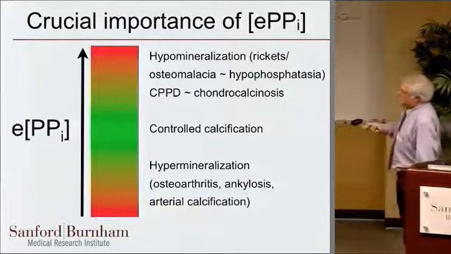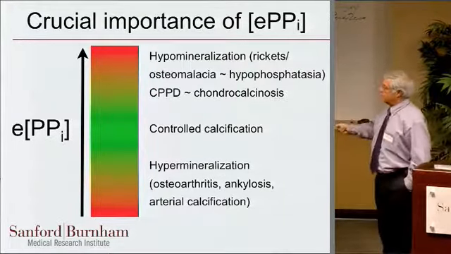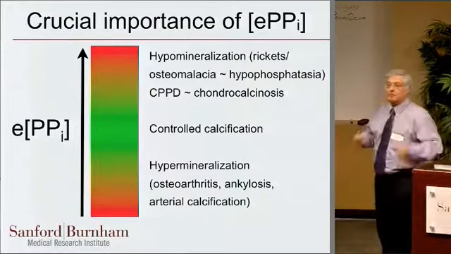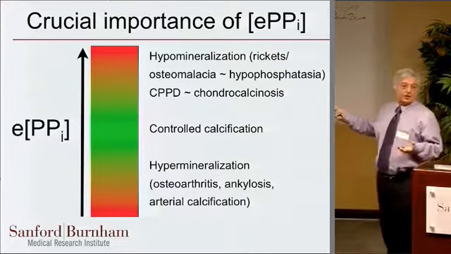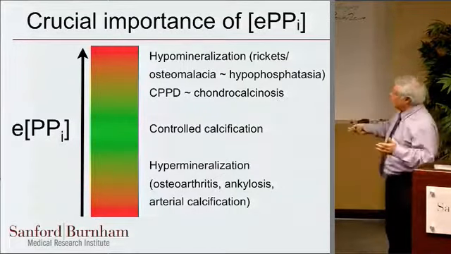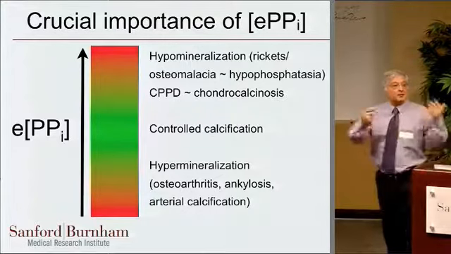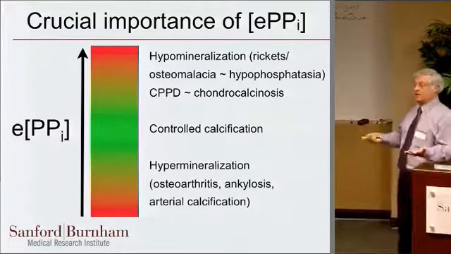Now, pyrophosphate metabolism. We need a certain amount of pyrophosphate for controlled calcification. As Hal mentioned, pyrophosphate is a potent inhibitor of calcification. If you have too much of it, you have hypophosphatemia. You're essentially suppressing calcification where it is needed, okay? If you have too little, then you're allowing calcification to take place where you don't want it, in soft tissues, including the vasculature.